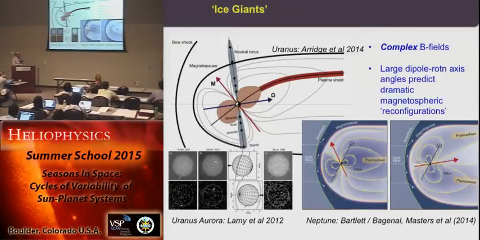The near final slide mentions the ice giants that Fran has already mentioned yesterday. So just to repeat here, the large angles between the dipole and rotation axes of these worlds predict dramatic magnetospheric reconfigurations in the plasma sheet and in the field structure. Axisymmetric models probably aren't going to do us much good here. So this is kind of a whole other level of complexity.